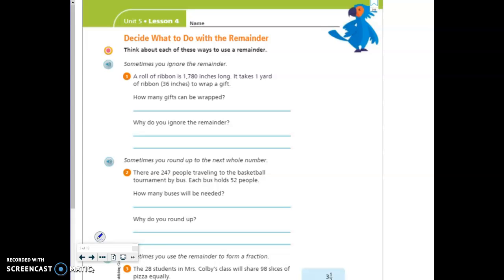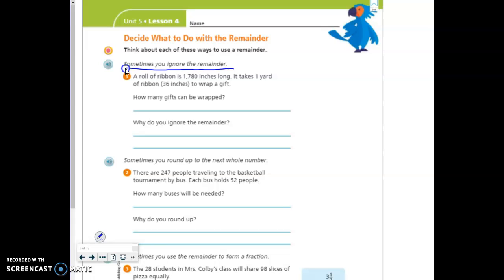So in some problems, like problem number 1 here, guys, it simply tells us to ignore the remainder. So why would that be the case? What would be a story problem in which we would not need to worry about the remainder? Here is an example of that. It says a roll of ribbon is 1,780 inches long. It takes 1 yard of ribbon, 36 inches, to wrap a gift. How many gifts can be wrapped? And then the last question there says, why would you ignore the remainder?